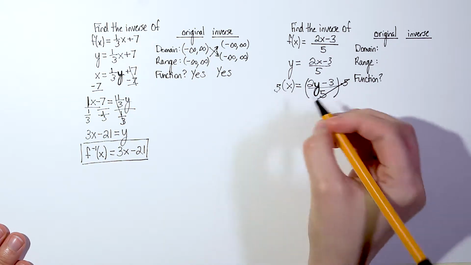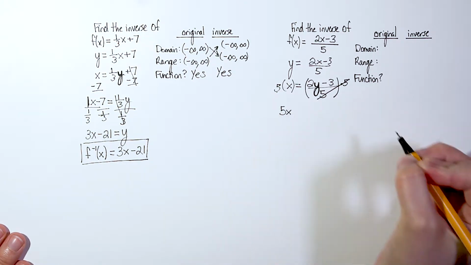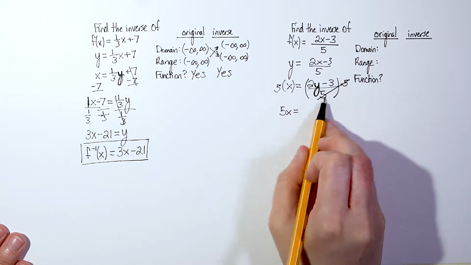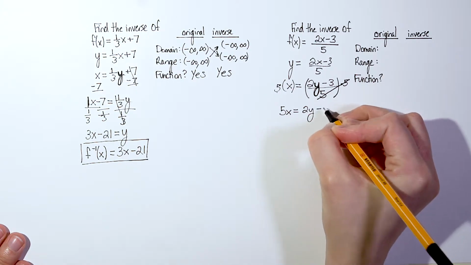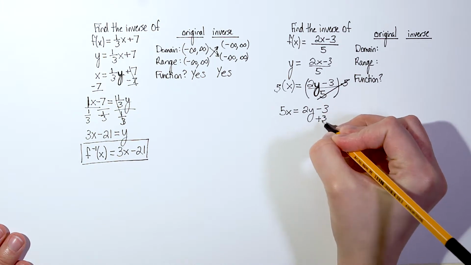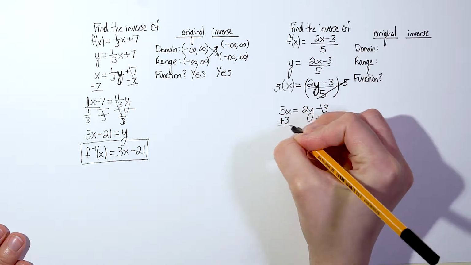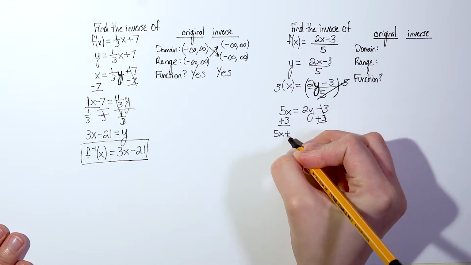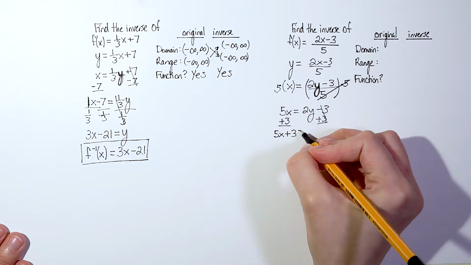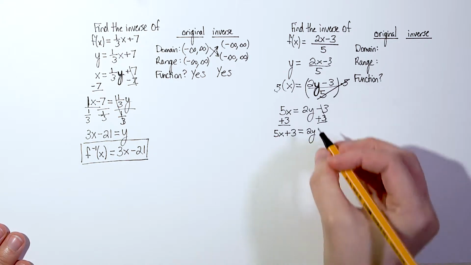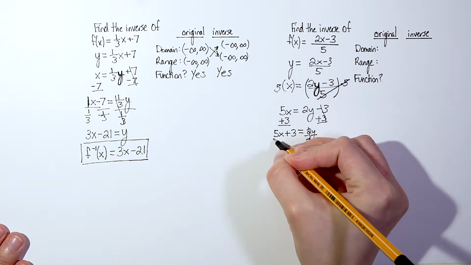So 5 times x is 5x equals, and remember, all I have left is the numerator. I got rid of the denominator. 2y minus 3. And then from here, it looks much like the other problems we've been solving. So I'd want to add 3 to both sides. 5x and 3 are not like terms, so I just rewrite 5x plus 3 equals 2y. My final step to get y alone is divide by 2.